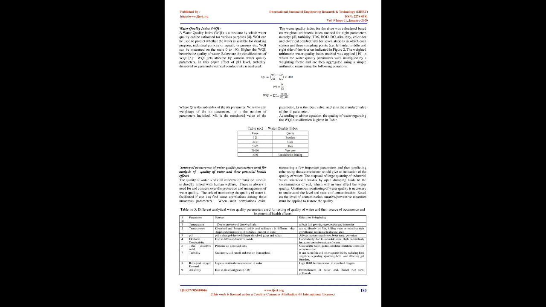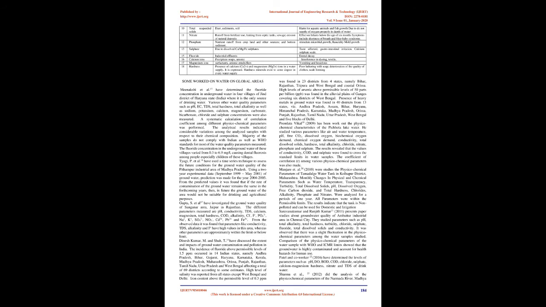4. Electrical conductivity: due to different dissolved solids, conductivity due to ionizable ions; high conductivity increases corrosive nature of water. 5. Total dissolved solids: presence of all dissolved salts; undesirable taste, gastrointestinal irritation, corrosion or incrustation. 7. Turbidity: sediments, soil runoff, and erosion from upland; it can harm fish and other aquatic life by reducing food supplies, degrading spawning beds, and affecting gill function. 8. Biological oxygen demand: organic material contamination in water; high BOD decreases level of dissolved oxygen.